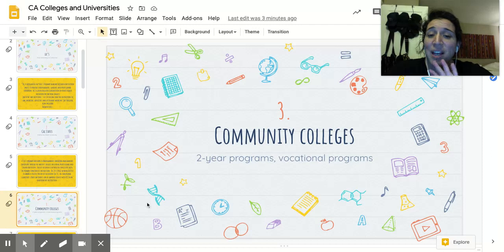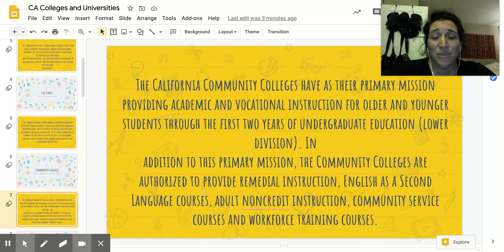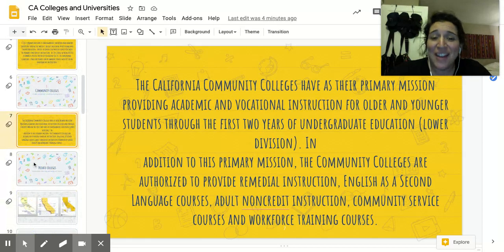Community colleges are two-year programs, and they are meant to transfer, but they also include vocational programs. Their primary mission is providing academic and vocational instruction for older and younger students through the first 2 years of undergraduate education. In addition to this primary mission, the community colleges are authorized to provide remedial instruction, English as a second language courses, adult non-credit instruction, and community service courses and workforce training courses. Sounds pretty cool. You could do almost anything there. And because they're a part of the California college system, your credits will transfer to Cal States and to UCs.